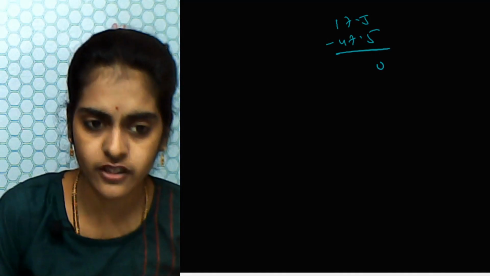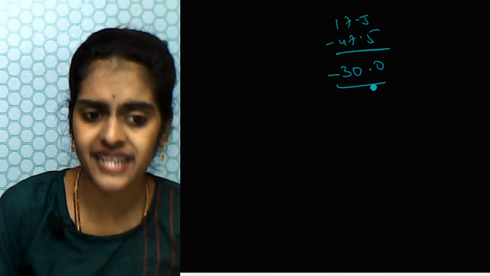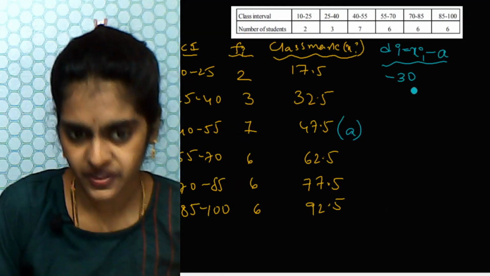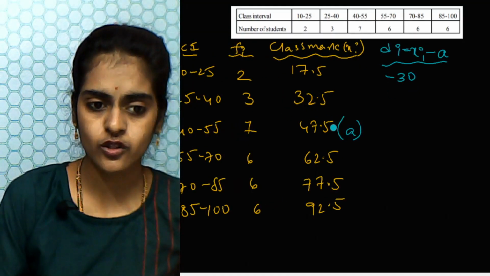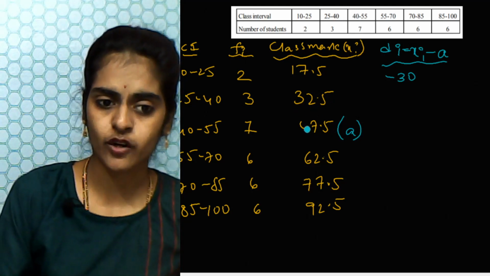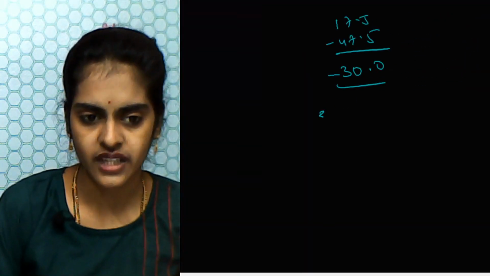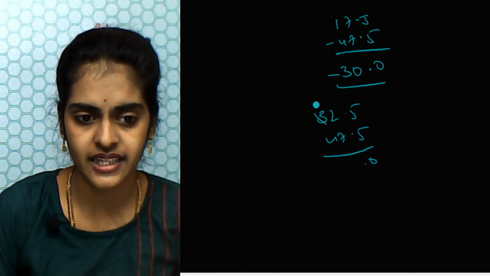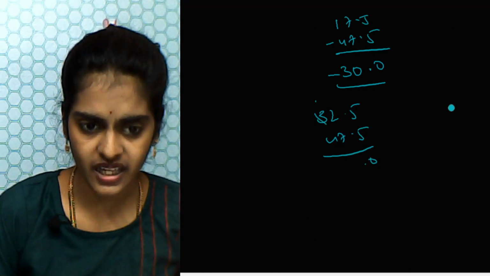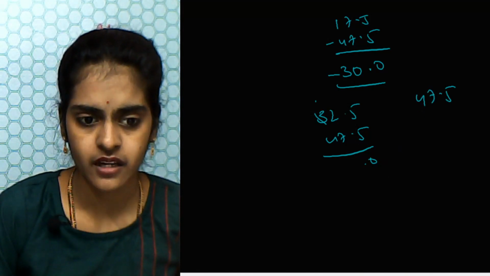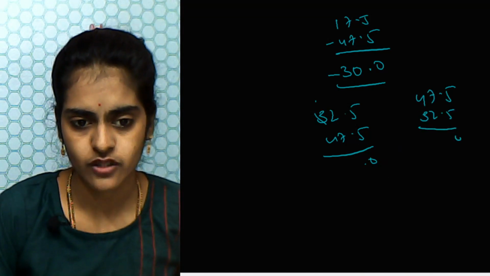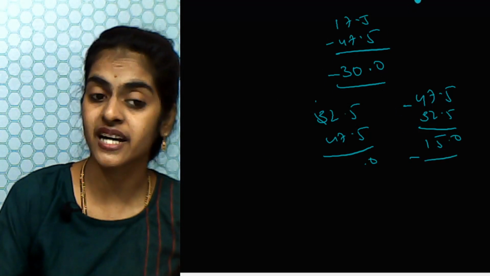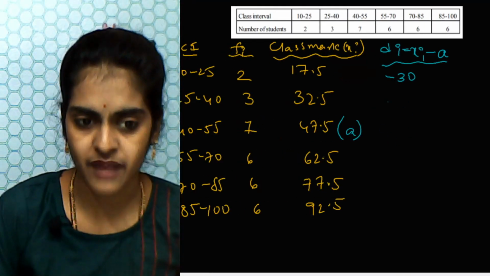So what are you getting? You will get minus 30. So minus 30 is the first deviation here. Similarly here also 32.5 minus 47.5, how much are you getting? So we'll subtract in this way. Minus 15 you'll get because it is minus 47.5. So this is minus 15.